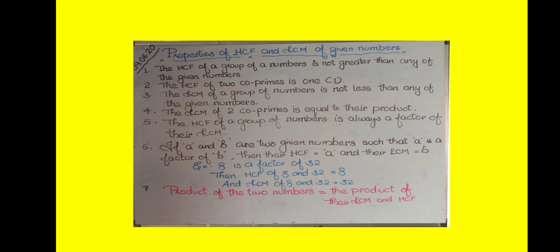Then the second one: the HCF of two coprimes will be 1. The LCM of a group of numbers is not less than any of the given numbers. Then, the LCM of two coprimes is equal to their product.